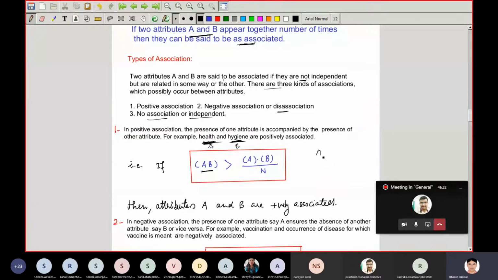There is a notation which we will use: class A into class B divided by total frequency, and it is generally denoted by this notation. You have to remember this notation. You can also say that two attributes A and B are positively associated if this condition holds, that the frequency of AB is greater than the frequency of A and B over total, okay.